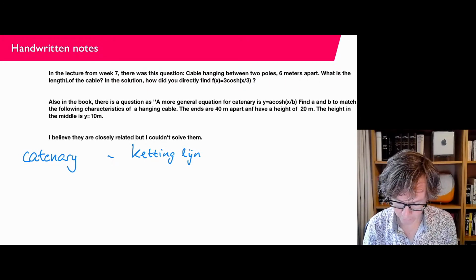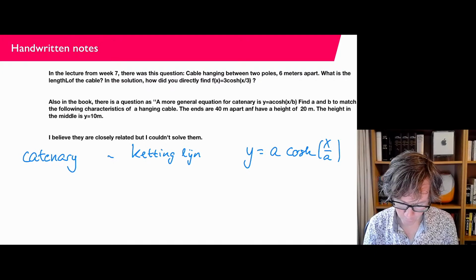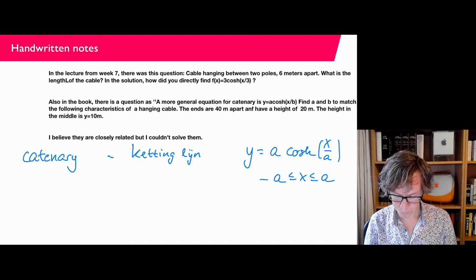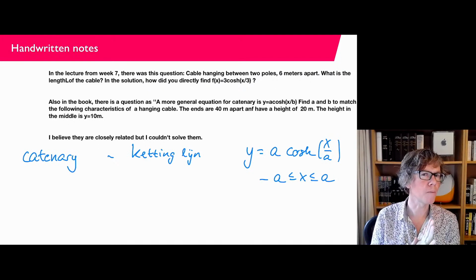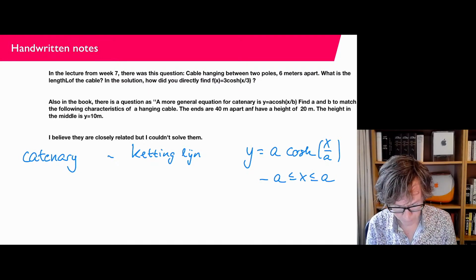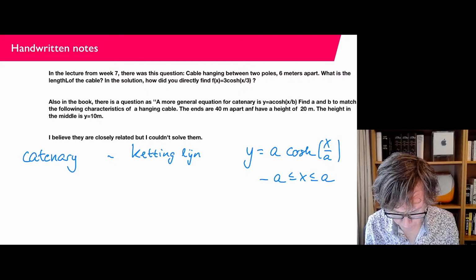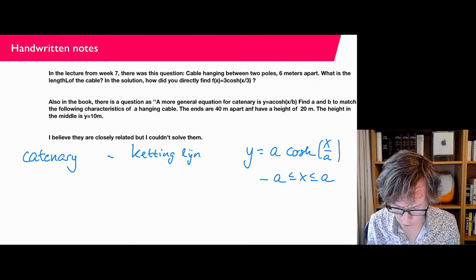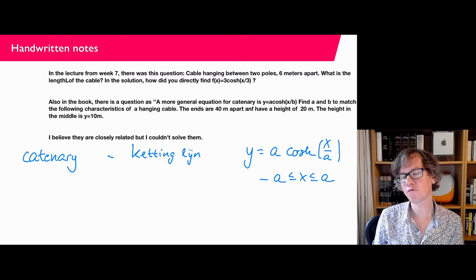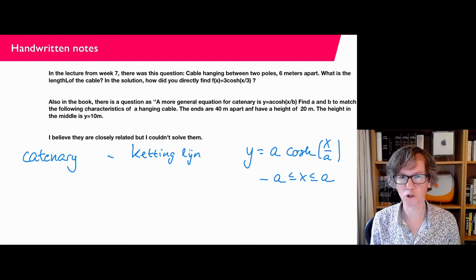The general shape, as we have seen, is that y is some constant a times cosine hyperbolic x over a. And then if you let x, for instance, vary between minus a and a, then you have a chain shape, which looks a little bit like a parabola, as we have seen in the lectures. So this is a given, and this is something that you can use and will be given to you. Then it says here also in the book there is a more general equation for catenary, a times cosine hyperbolic x over b, and then find a and b to match it. That is actually a different shape, so that is not a catenary shape, so the book is a bit wrong there.